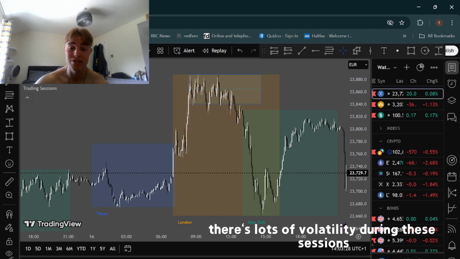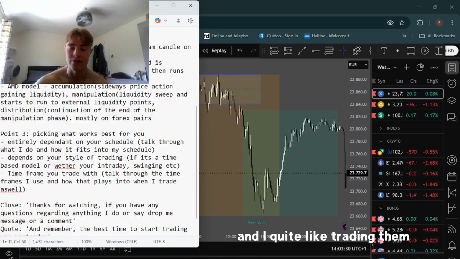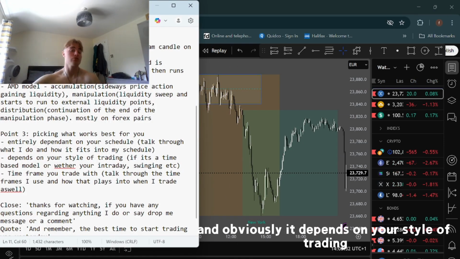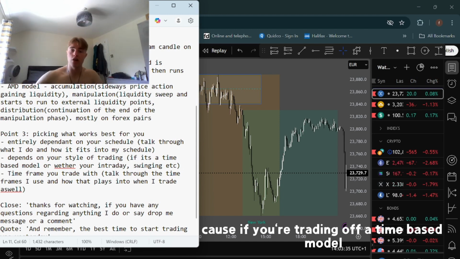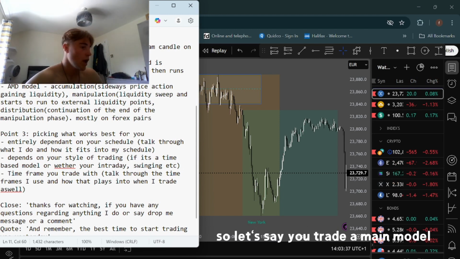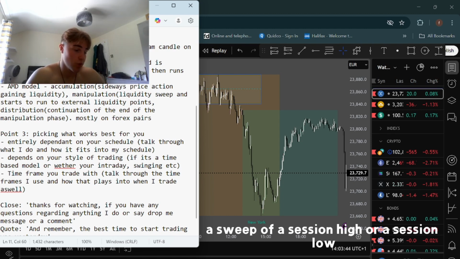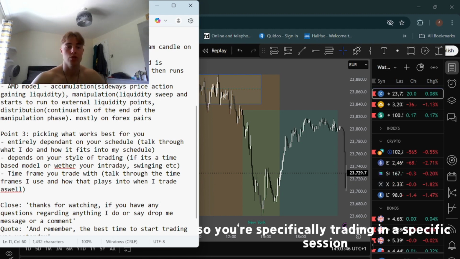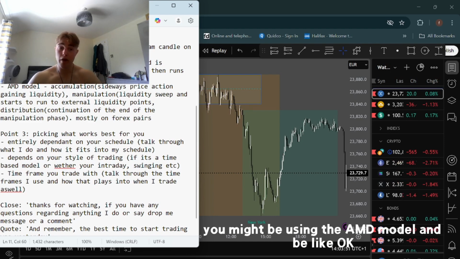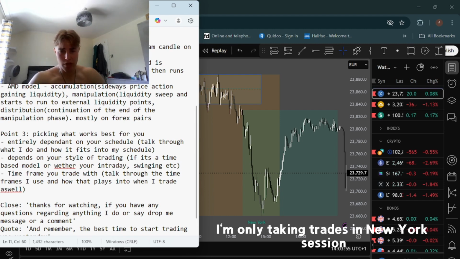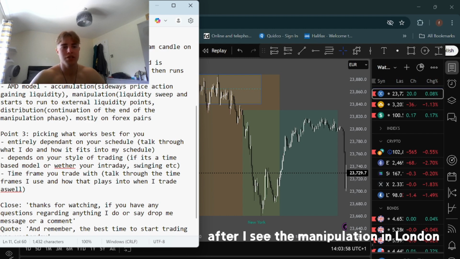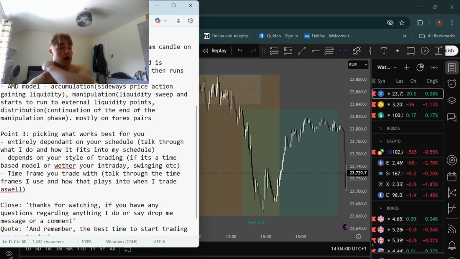There's lots of volatility during these sessions, and I quite like trading them. And obviously, it depends on your style of trading, because if you're trading off a time-based model, so let's say you trade a main model where you're looking at sessions, so you're looking for a sweep of a session high or a session low, so you're specifically trading in a specific session. Like you might be using the A&D model and be like, okay, I'm only taking trades in New York session after I see the manipulation in London.